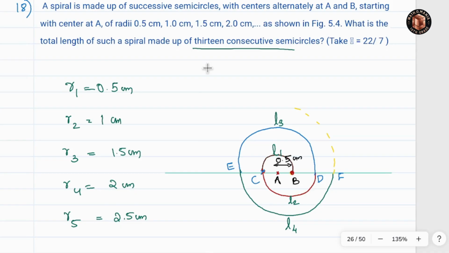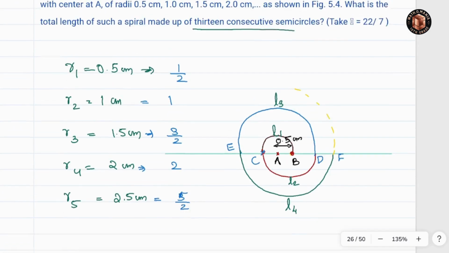Similarly, how many semicircles are there in total? There are 13 consecutive semicircles like this. Therefore, this R1, I can again rewrite as 1 by 2. This 0.5 can be written as 1 by 2. Then this is 1. It is equal to 3 by 2. Here again I can write the 2 itself, and 2.5 means 5 by 2.